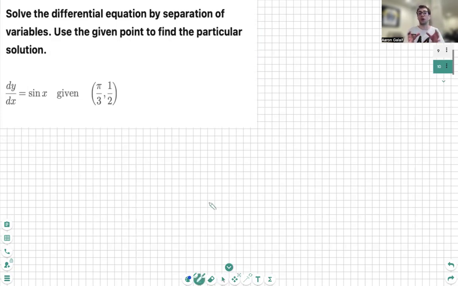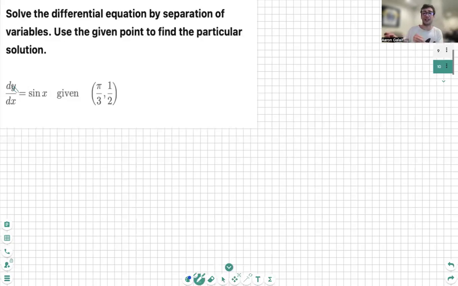The first thing we're going to do is make sure dy and the y's are on one side and dx and all the x's are on the other side. So the first thing I do is I have dy on the left. So I'm going to put my y's on the left.